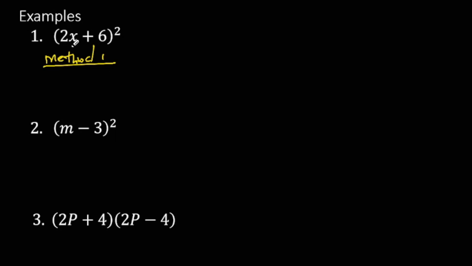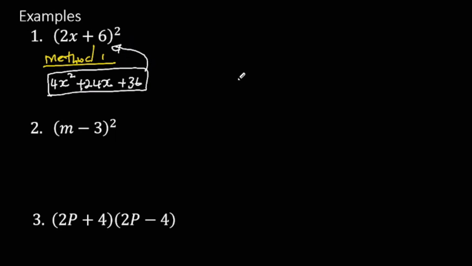So in this case, let us start. For this quadratic identity expansion technique, when you have a plus, you need to take the first term and then you square it. So 2x squared is going to give us 4x squared. Then get the product of the two terms. 2x times 6 is going to give us 12x. Then double that. That is going to be equal to 24x. Then take the second element and then square it. 6 squared is going to give us 36. And this is the expansion of these brackets.